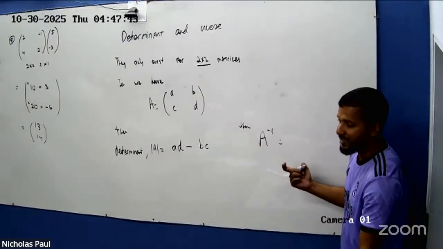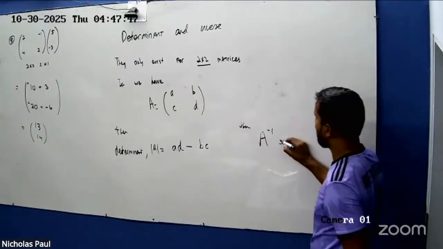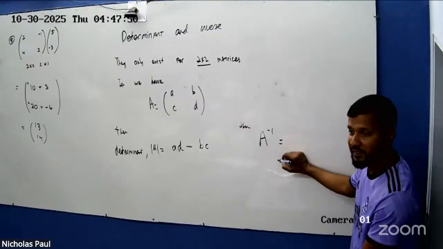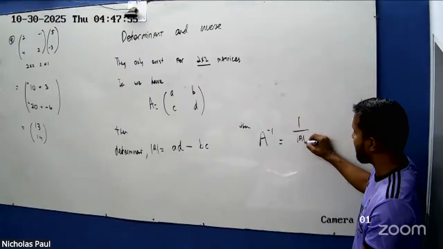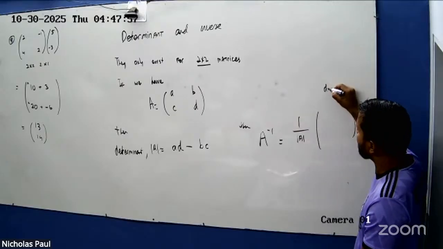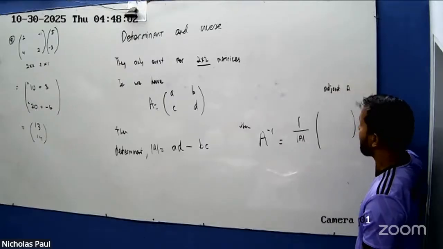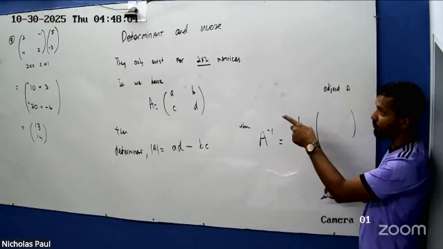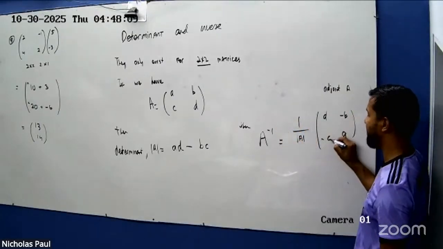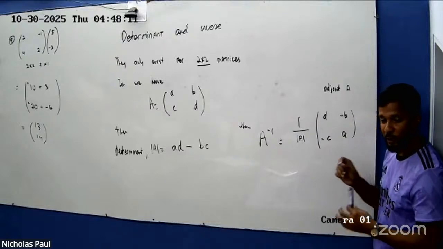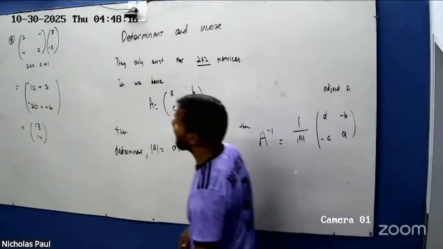The determinant is like the size of the matrix, like the magnitude of it, right? And the inverse is 1 over the value just found, the determinant, times what we call the adjoint. You don't really have to know the name. Here's how we find the adjoint: switch around the A and the D and put a minus by the B and the C. And you are done.